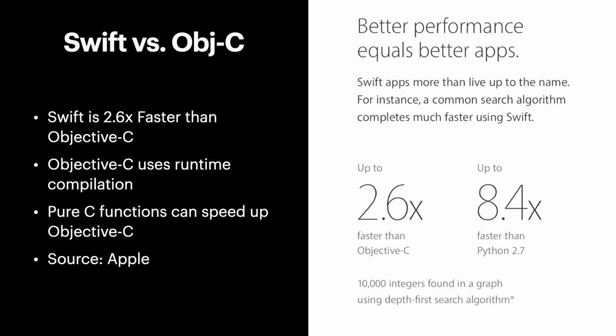As opposed to Objective-C, again, Swift is 2.6 times faster. Objective-C does use some sort of runtime compilation, where Swift does not have this just-in-time compiler really holding it back at all, making Swift appear a lot faster, even if it's really kind of handling less of the work each time it compiles. But again, that's just smart engineering.